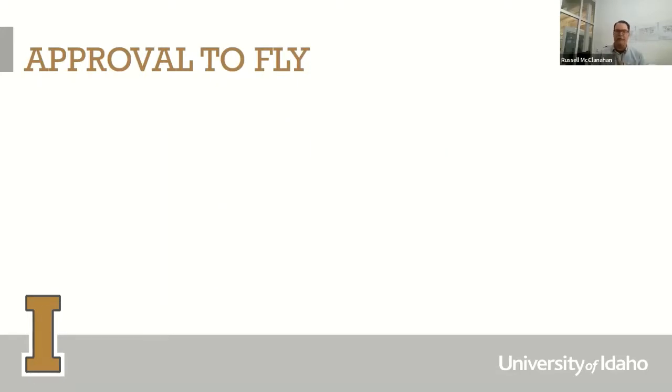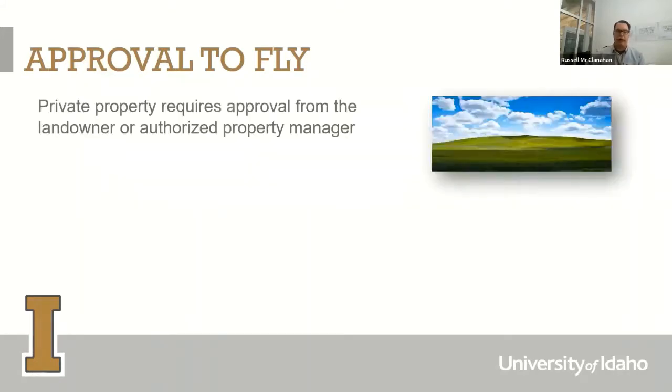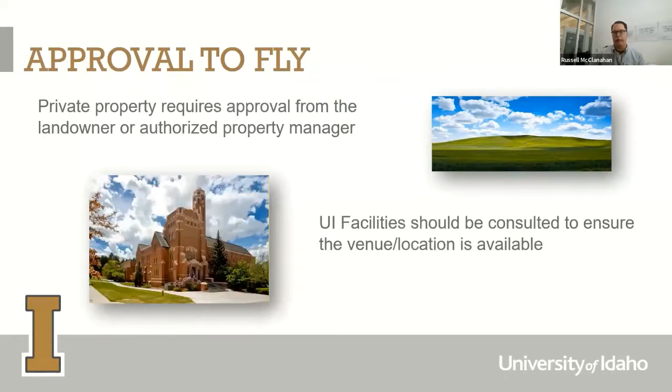Now, you've submitted the application, and before you even fly, if you're flying over private property, the UAS committee requires written approval from that private property owner before you can fly. Even if it's an email, you still have to get prior approval to fly there in writing. And of course, if you're flying on campus, you have to coordinate with UI facilities to make sure that area or venue is available.